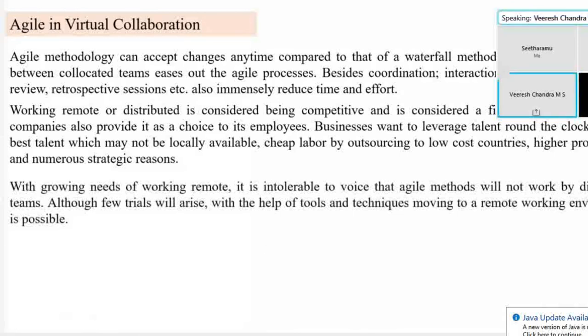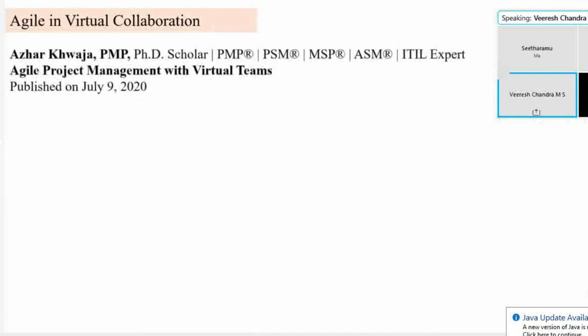So now the need is for working remotely itself, right? This paper was actually published by Azhar Khwaja, PMP. He is a person in the IT industry, doing his research. He has published this paper with respect to agile project management with virtual teams.